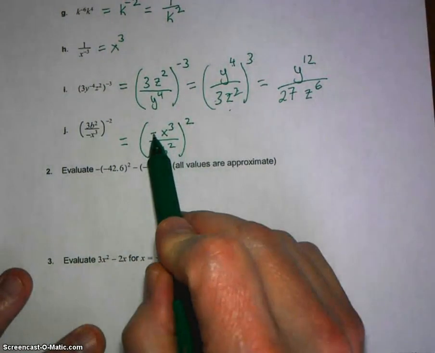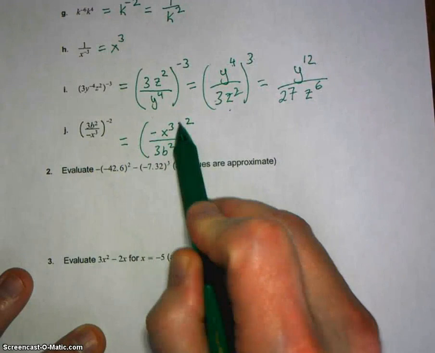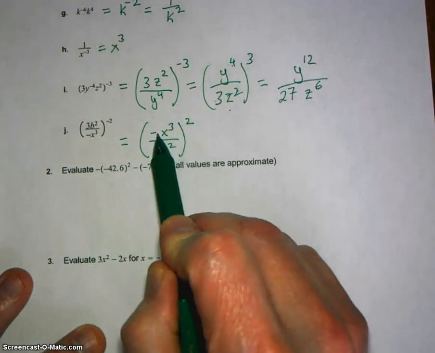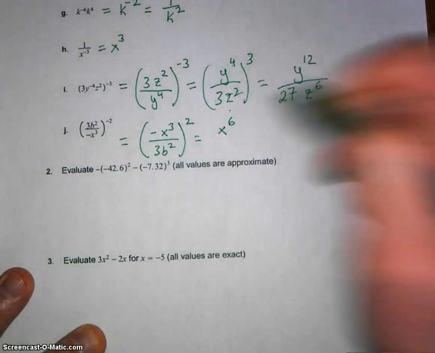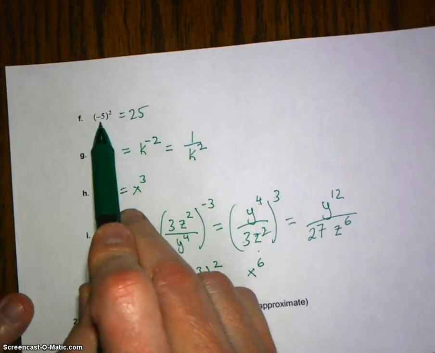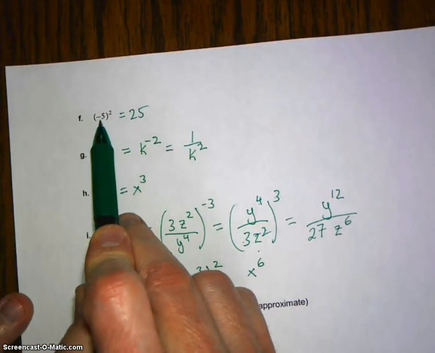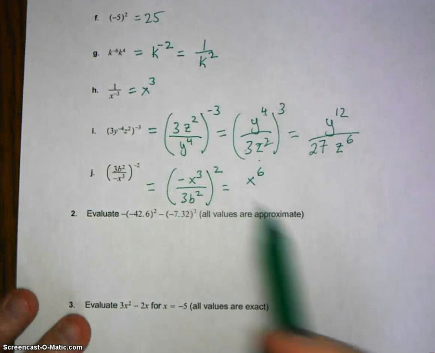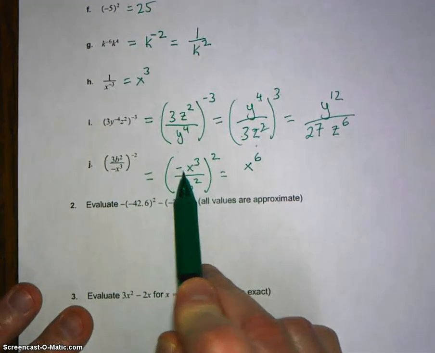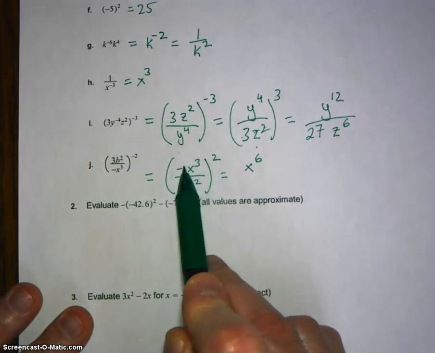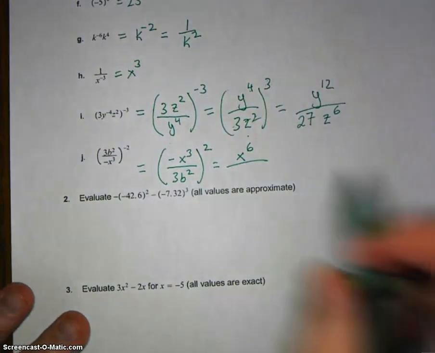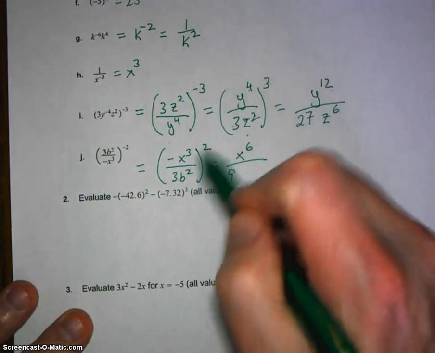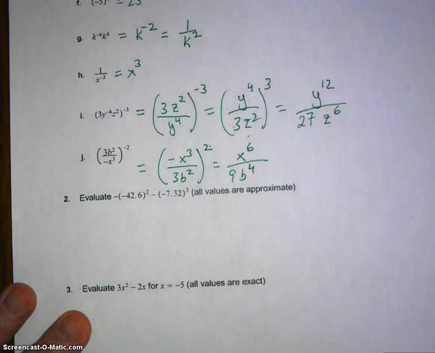Now notice when I square, this negative is inside this parenthesis. The negative is getting squared. Two negatives make a positive. So this becomes x to the 6th. It's like this back up here. This means negative 5 times negative 5, which is 25. This means negative x cubed times negative x cubed. Negative times negative is positive. And then down here, 3 squared is 9. Multiply your powers, b to the 4th.